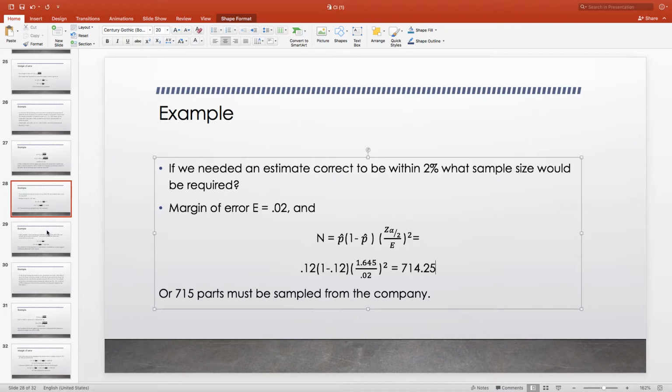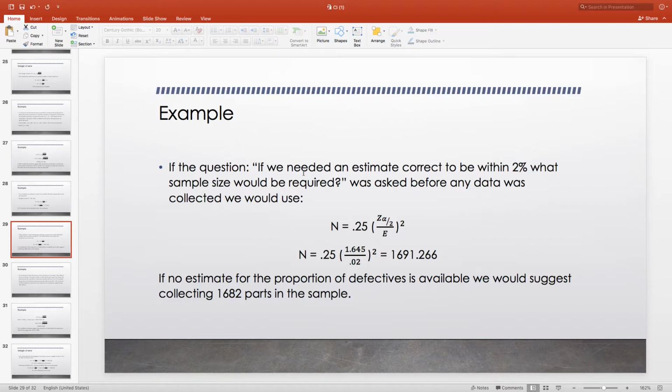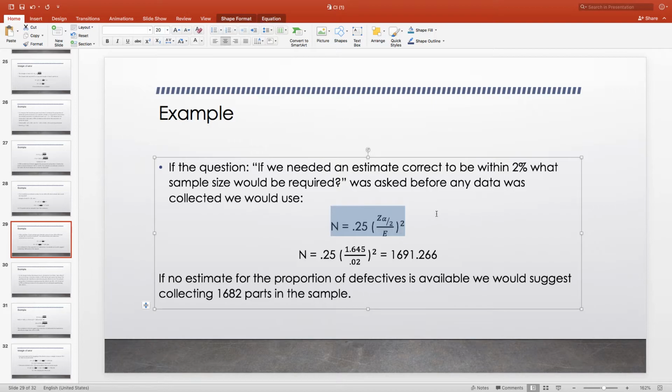Okay, now if there is no prior estimate of probability, if the 12% wasn't provided and you just had to know how many parts to sample, you'd proceed using this formula, if you did not know that an estimate for the proportion was 12%.